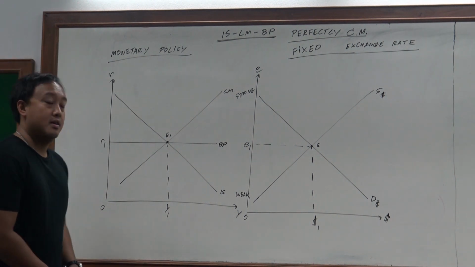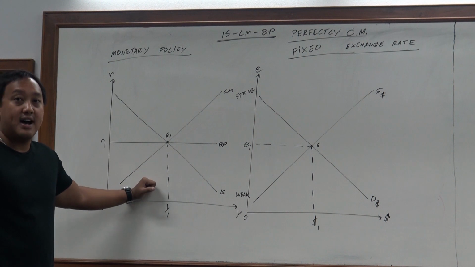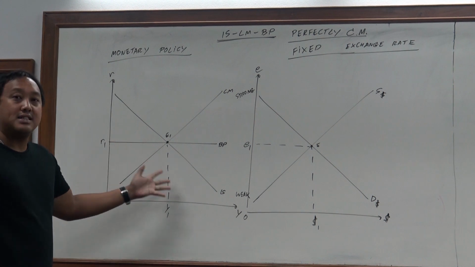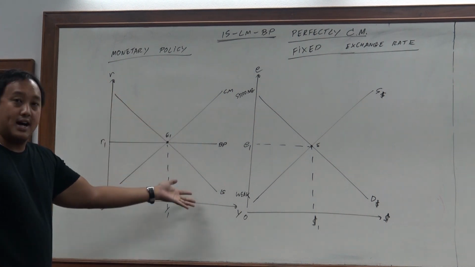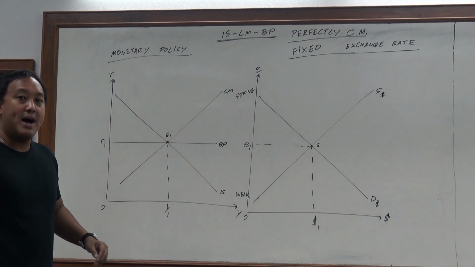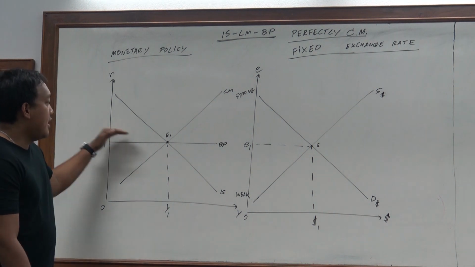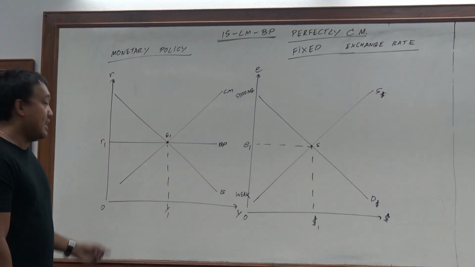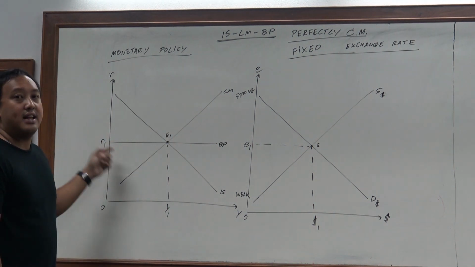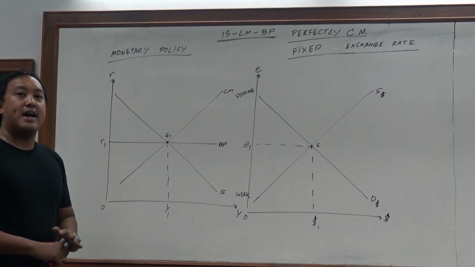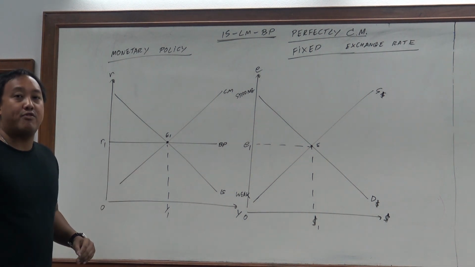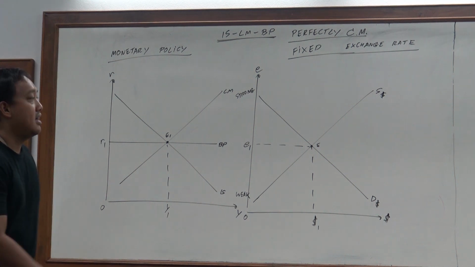Okay, just like before, on your left-hand side is going to be the IS, LM, and BP model. You have the IS curve, representing equilibrium in the output market. You have the LM curve, representing equilibrium in the money market. You have the BP curve, representing the level of real interest rate that makes the money flowing in equal to the money flowing out, a balance of payments.